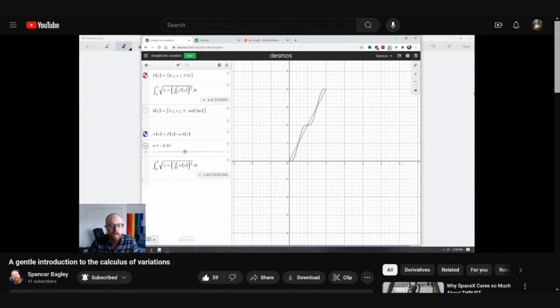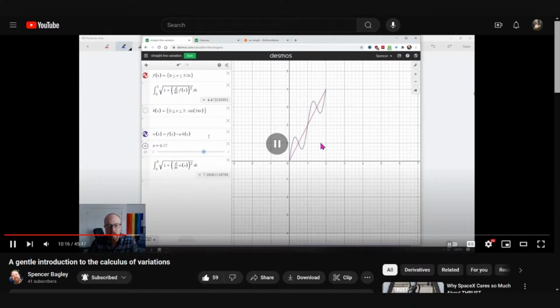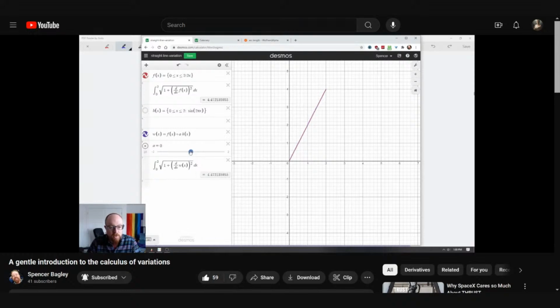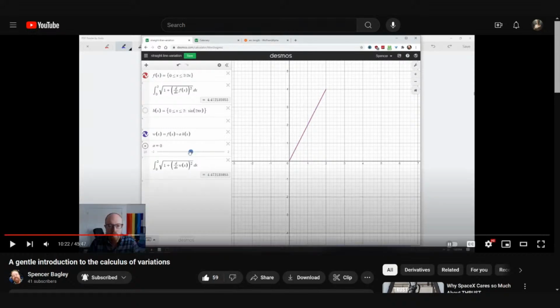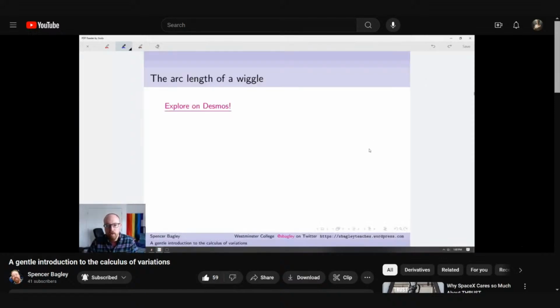What's more, I have asked for the arc length of the wiggle, and you can see it's in general going to be a little bit larger than the arc length of the original minimal thing, unless, of course, a happens to be 0, and then they coincide. Okay. When it's 0, they're both the same. They're identical. Amazing. Okay, cool. So that's what's going on here.